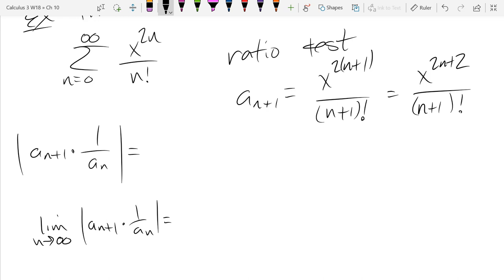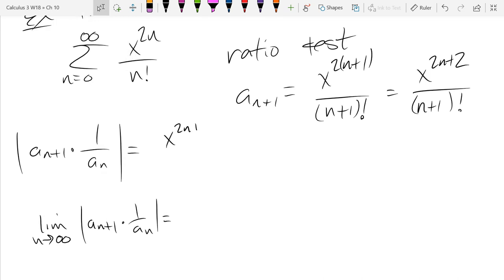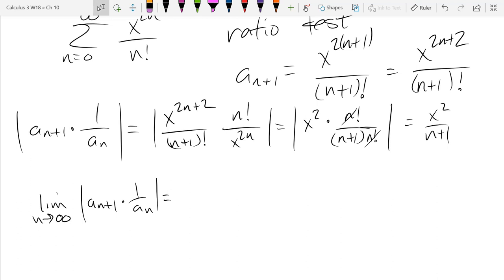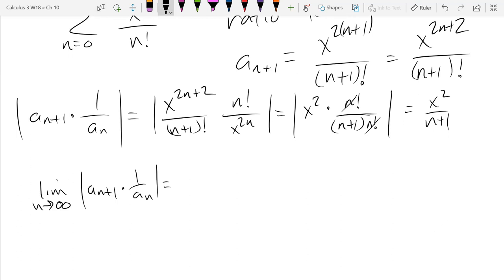Finish this off. The algebra on this one was pretty easy. We have basically x squared times n factorial over n plus 1 factorial, and n plus 1 factorial is n plus 1 times n factorial. Then we get to cancel out the factorial parts of this. So we got x squared over n plus 1. Any algebra questions on that? Now we're quickly going to put this into a limit.